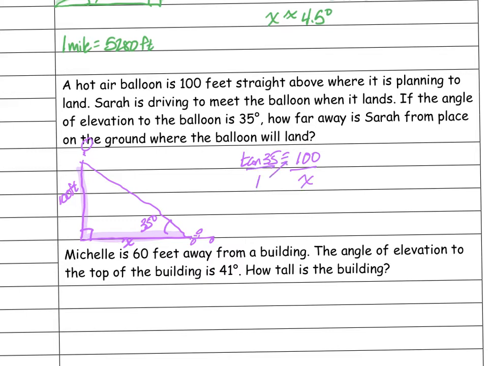Make a fraction, cross multiply. So x tangent of 35 equals 100. And I need x to be by itself, so I'm going to divide by tangent of 35. So x is approximately going to equal, let's see, 142.8 feet away. There we go. Not too bad.